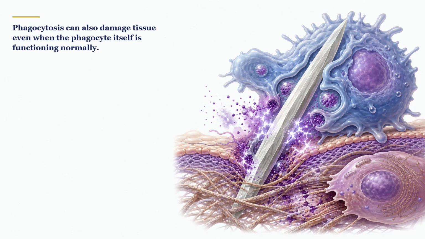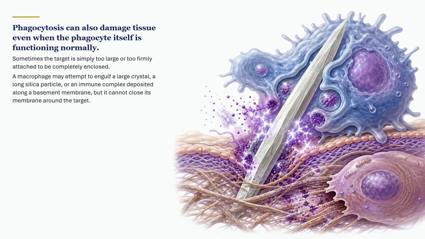Phagocytosis can also damage tissue even when the phagocyte itself is functioning normally. Sometimes the target is simply too large or too firmly attached to be completely enclosed. A macrophage may attempt to engulf a large crystal, a long silica particle, or an immune complex deposited along a basement membrane, but it cannot close its membrane around the target. This is called frustrated phagocytosis.